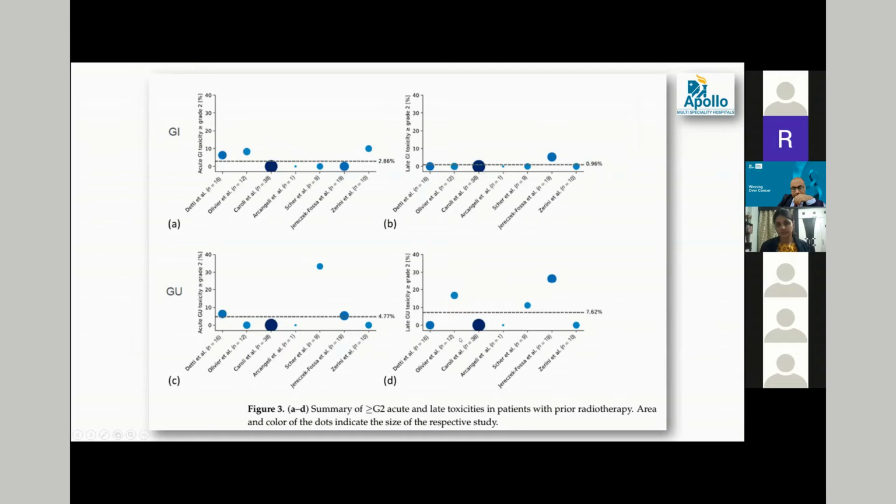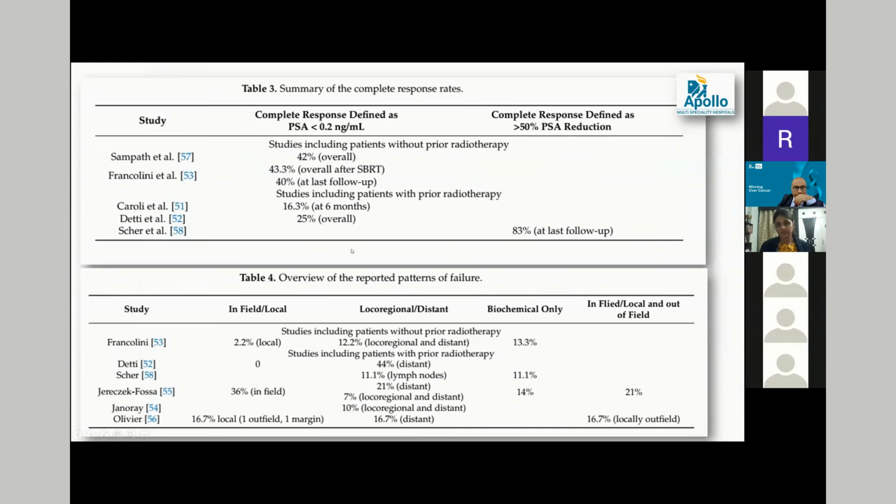Similarly, these are the patients who had received prior radiotherapy. So as you can see, and as we compared with the previous graph, in this graph, the toxicities are even lesser. So in GI toxicity, both early and late toxicities are less. In GU toxicity also, the early and late toxicities are less. There are one or two outliers, but as you can see, the number of patients are very less in these studies. So the studies which has more number of patients, their toxicities are not very significant.